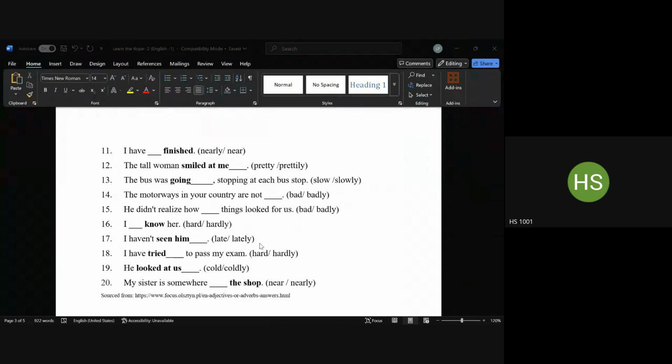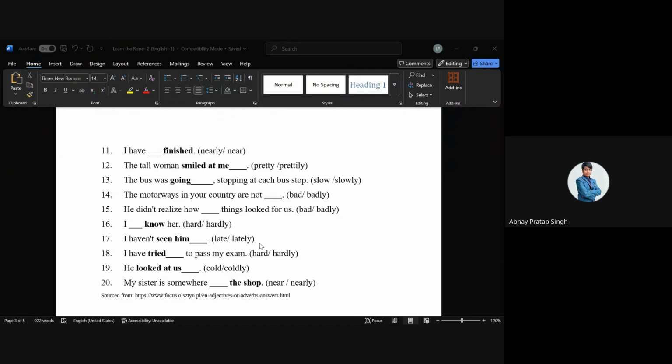Okay. 18th. I have tried hard to pass my exam. So is hard an adverb or an adjective here? Hard can be used as an adjective, hard work. But here what is it? Adverb, right? Here it is an adverb. I have tried hard. How did I try? I tried hard to pass my exam. So hard is again a word which can be used both as an adjective and an adverb.